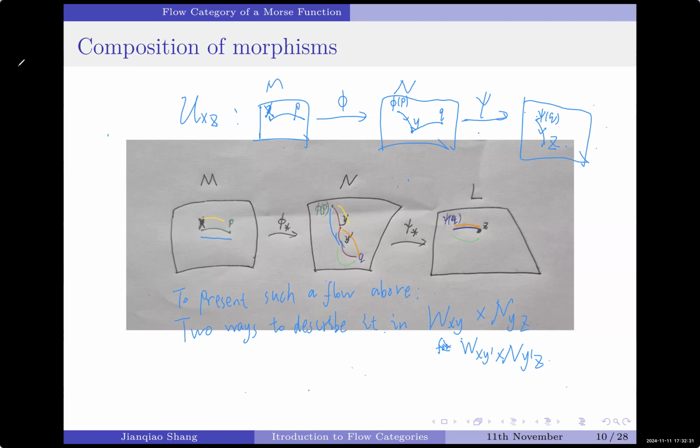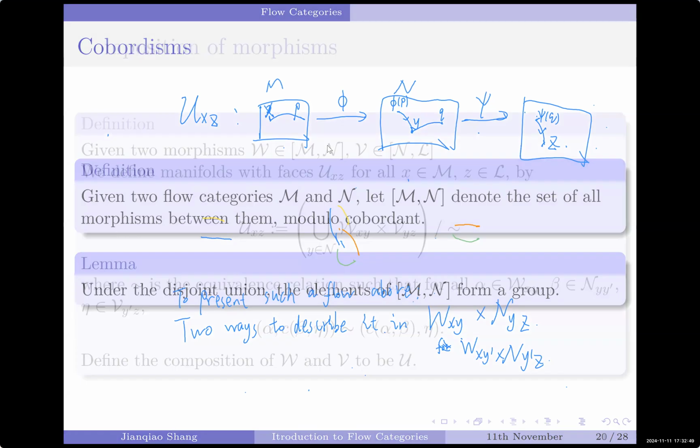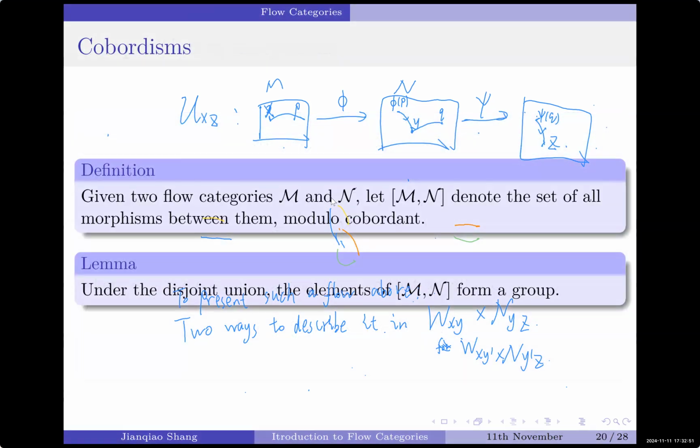Maybe it's too much detail, but the W's and V's, like the morphisms between flow categories, are manifolds with corners, or which type of manifold? Yeah, so let me skip to something near to the end.